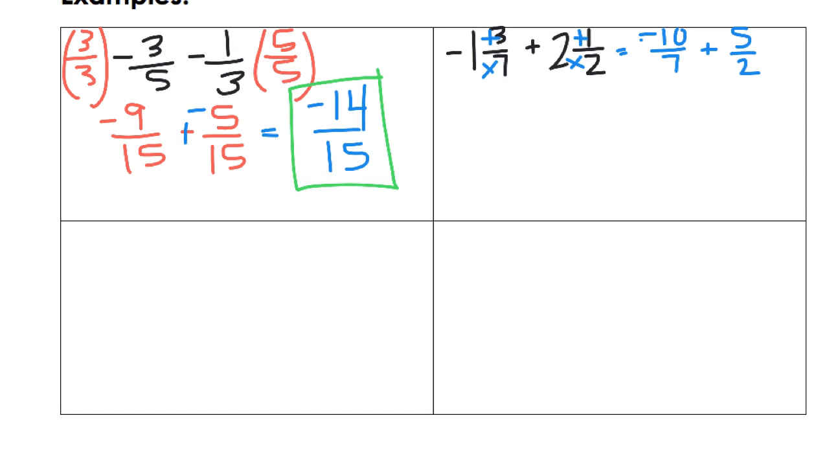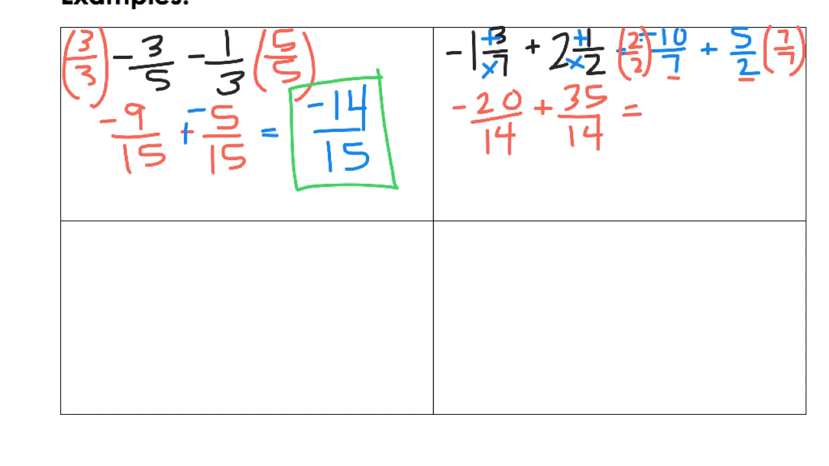5/2. Now I need to make a common denominator, and one thing that will always work if you're unsure what the denominator will be is I can multiply this fraction by the denominator over here, so times 7/7, and I can multiply this fraction by the denominator on the other fraction, so times 2/2. 2 times negative 10 will give me negative 20/14, plus 5 times 7 is 35/14.